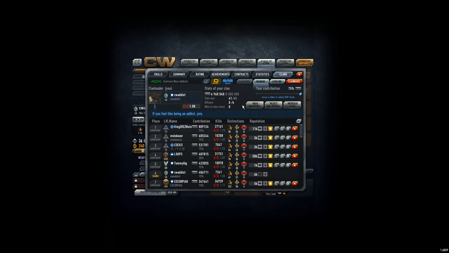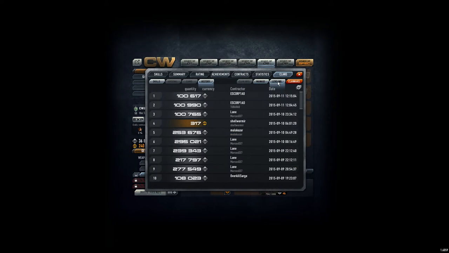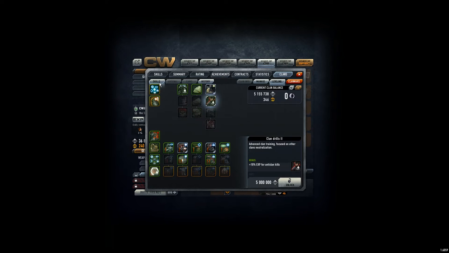Good news, everyone. Looking to the clan tab, to the skills, I just see that we got 5 million credit points. In other words, we can get the next clan skill. Here we have already unlocked clan drills 1, which gives plus 5 health for every clan member. And with this one, we get 10% experience for kills of other players. So I would suggest to take this one because this is valid for everybody. And afterwards comes plus 4 mobility, and then we get full experience for assists.